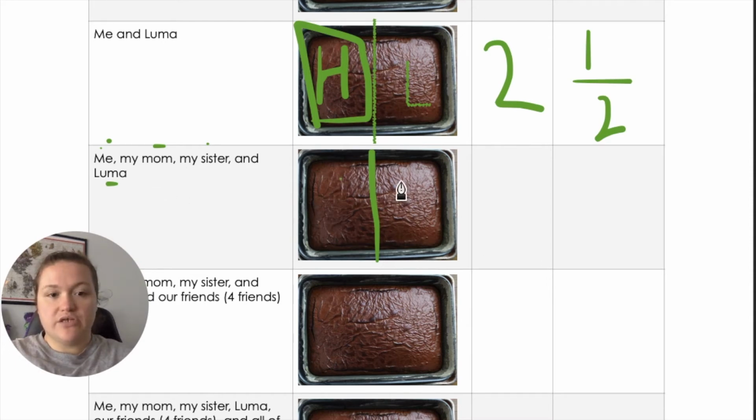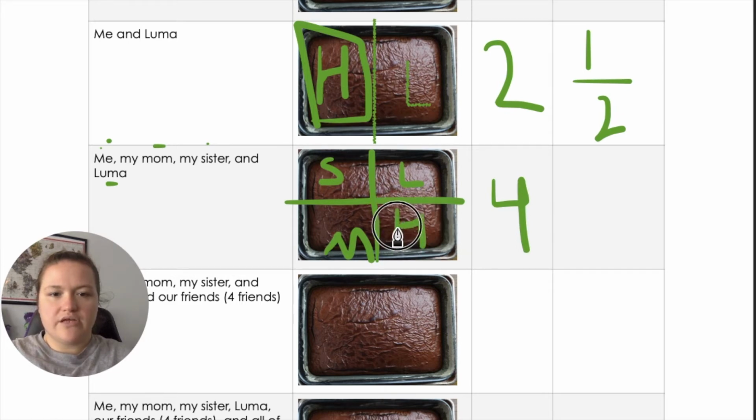Right now there's 1 and 2. So let's cut that again. And how many we got? We got 1, 2, 3, 4. We have 4 pieces for 4 people. That works out. All right, and this is going to be my sister. This one's Luma's. This one's my mom's. And this one is me, Miss Haley.